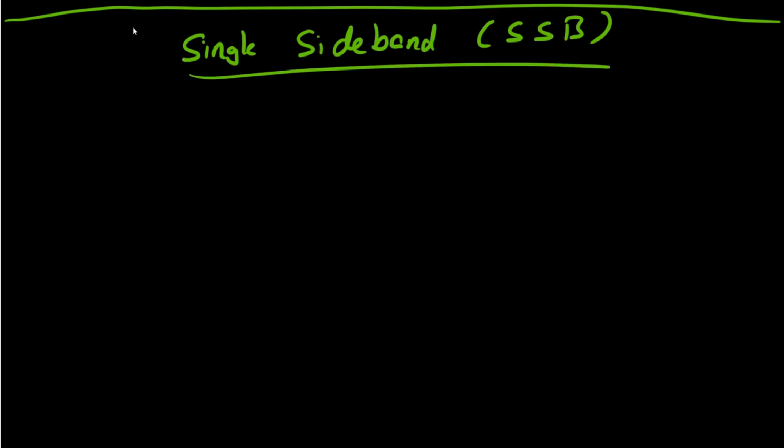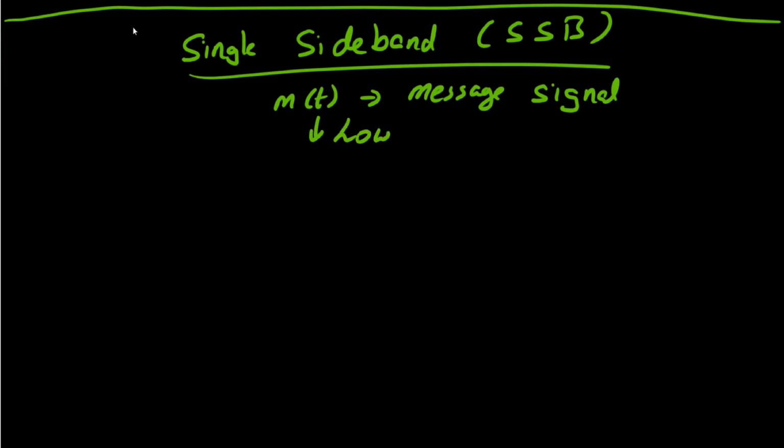So let us start the new topic, that is single sideband. We also call it SSB. Again, assume that we have a message signal m of t. So this is our message signal. And naturally, this is a low frequency signal which we want to modulate.